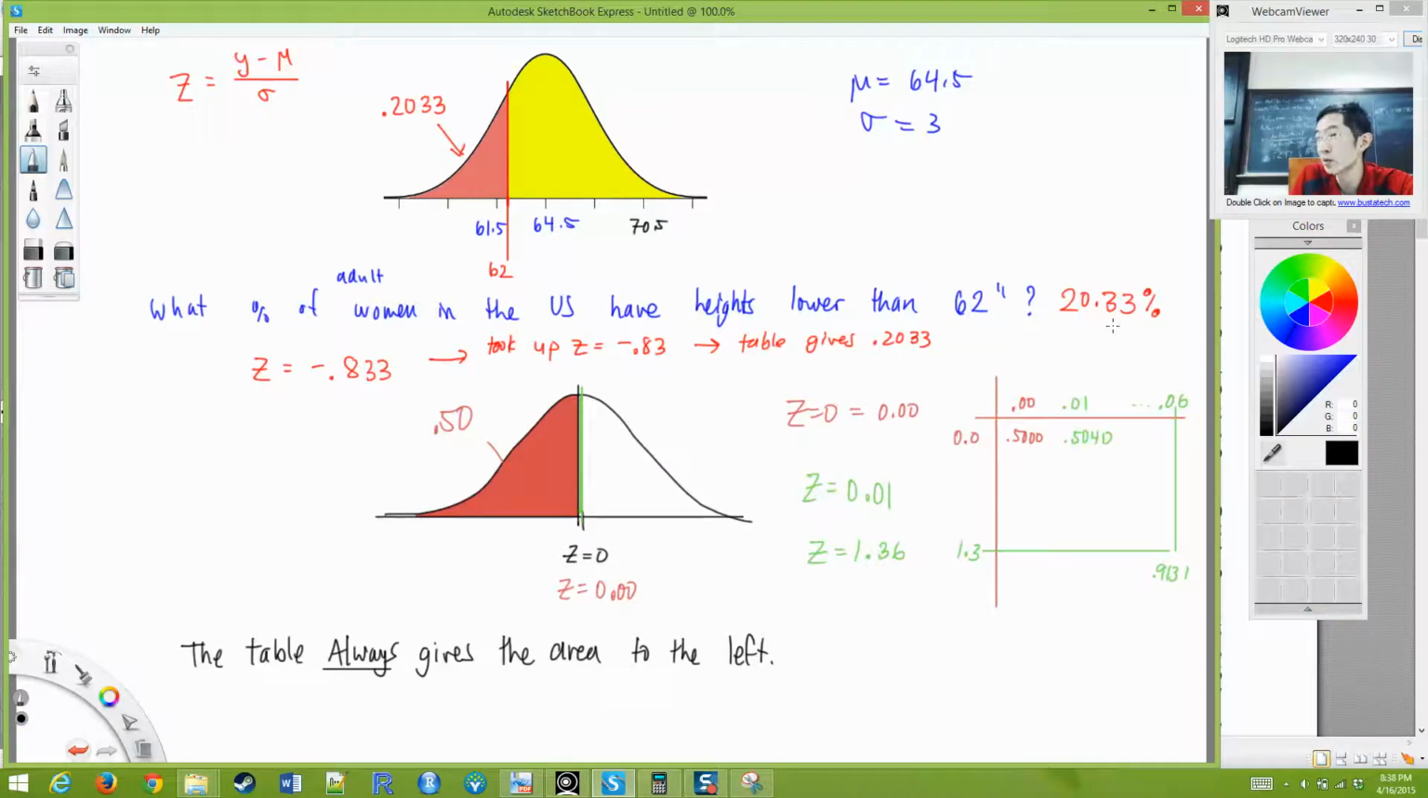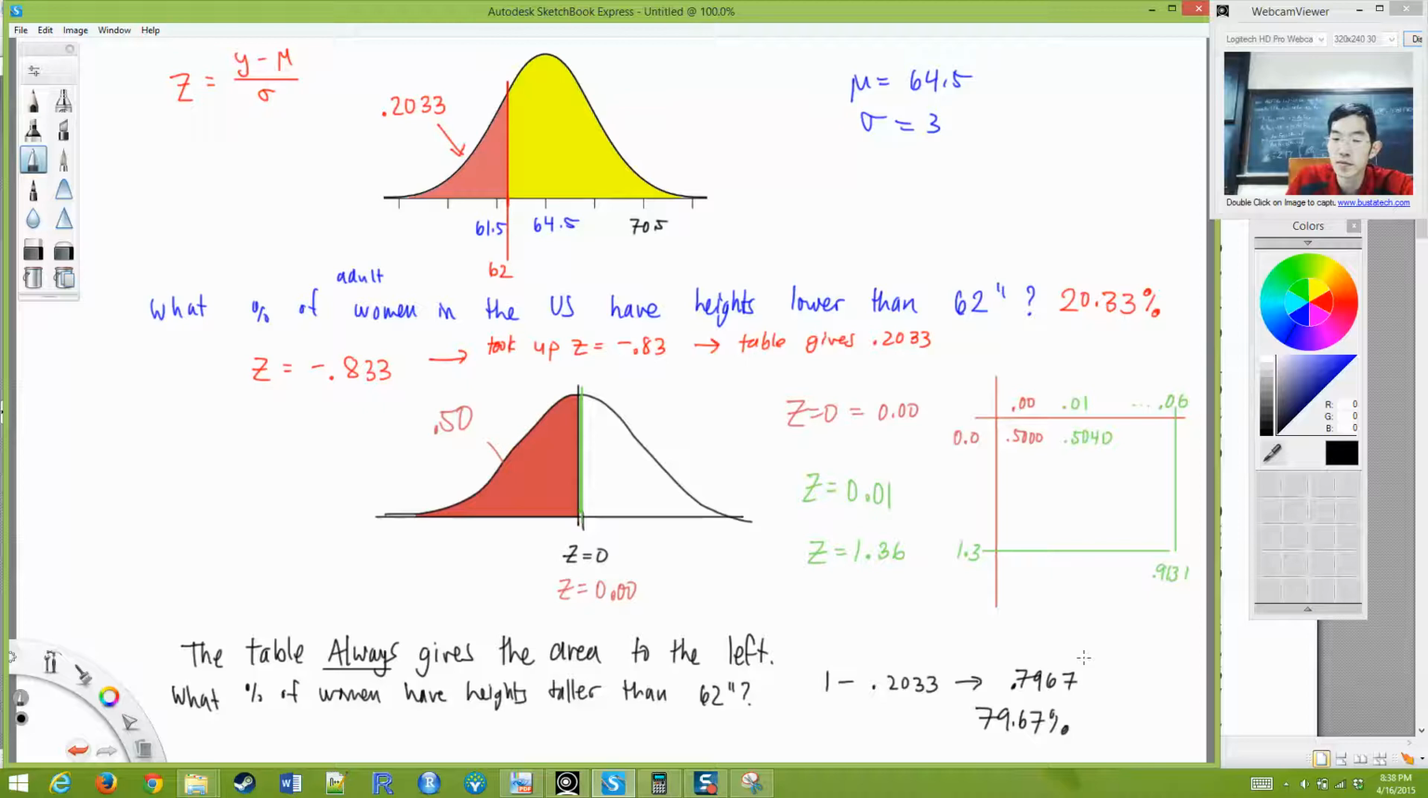100% minus 20.33, right? So if I said, what percentage of women have heights taller than 62 inches? You would do 1 minus 0.2033, and you would get 0.7967, and you would tell me 79.67%. Is that good?